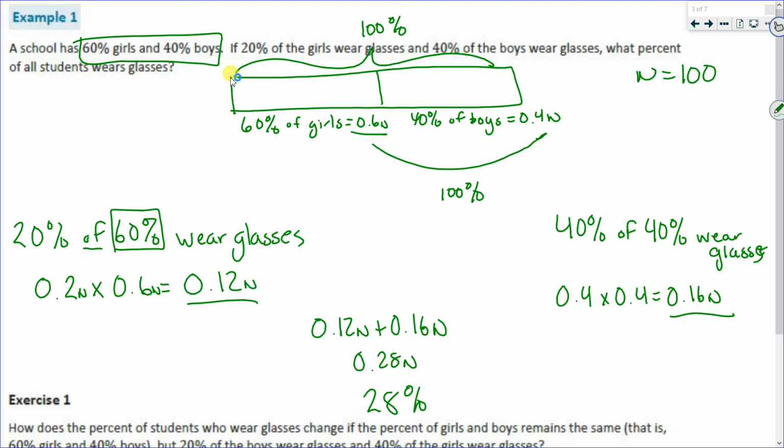Okay? I know you're looking at that like you're completely and utterly confused. Well, let's try it again, okay? Exercise 1 gives us the same information, but it kind of flips it around on us. So it gives us a second chance to work the exact same problem. So we're going to do it again.